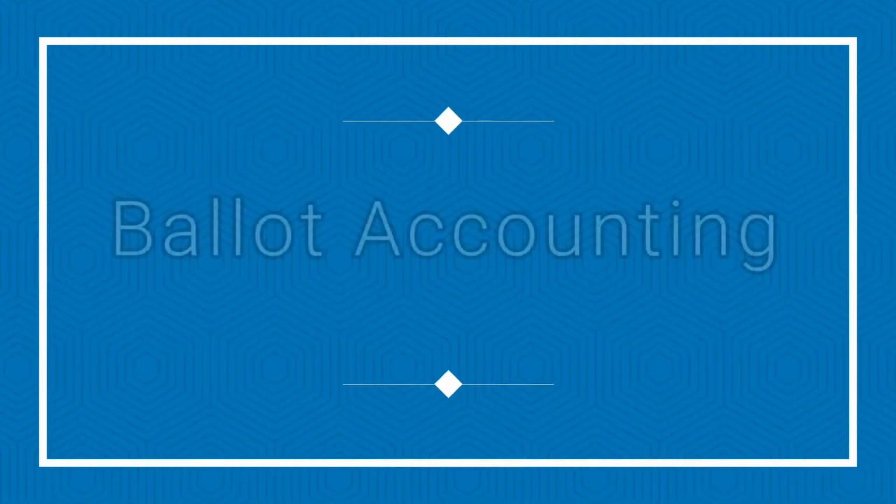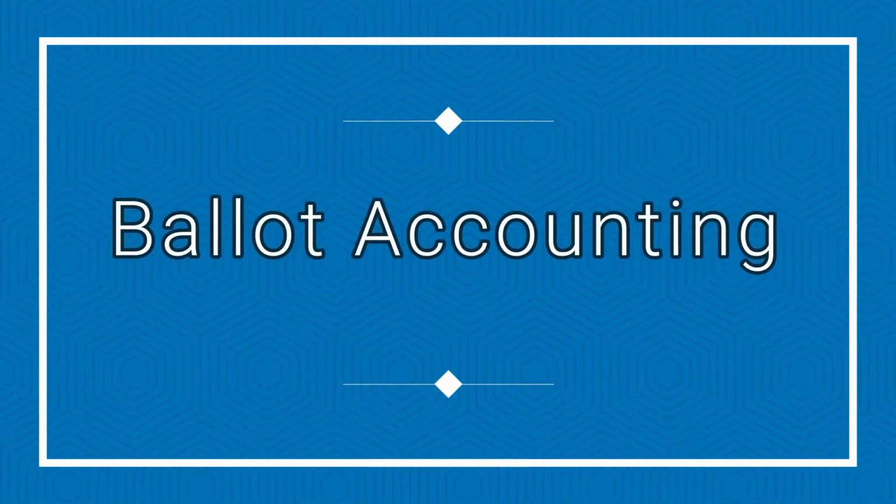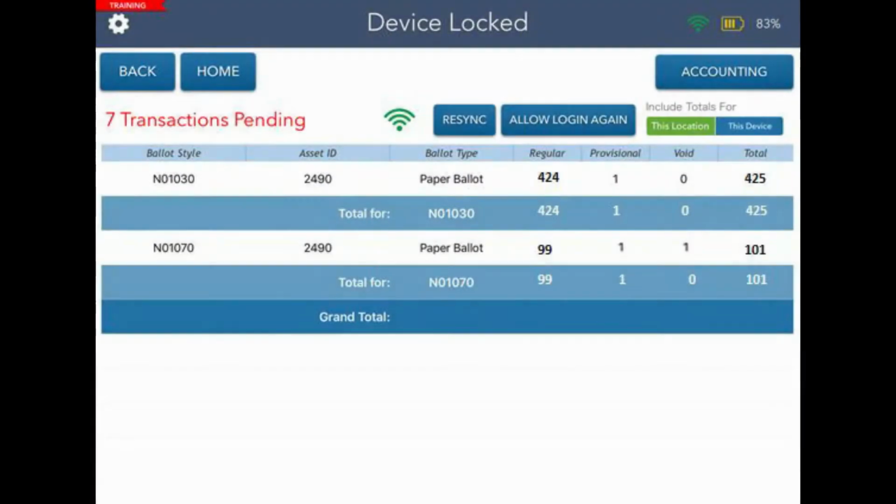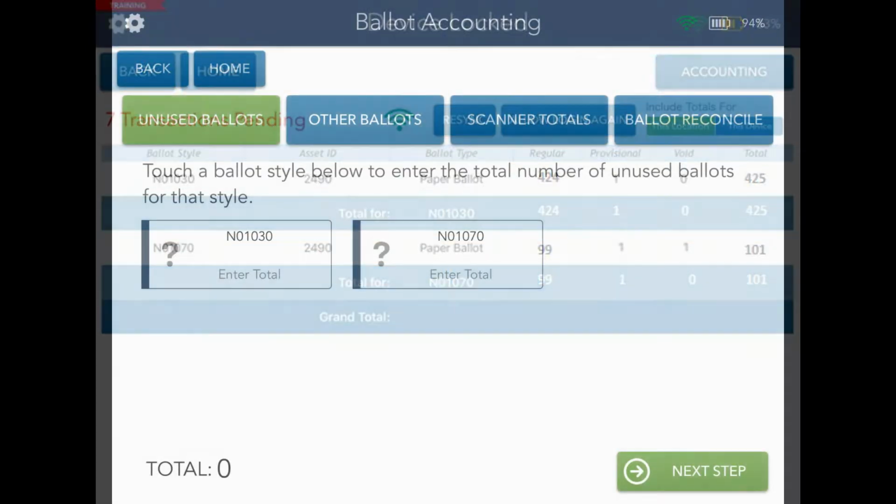We're going to go over our ballot accounting module on the e-poll book. At the end of Election Day, the PEO will close the election on the check-in e-poll books, followed by the VAT EPB. On the VAT EPB at the device lock screen, touch the blue Accounting button in the top right corner. The first screen will display the ballot styles in your location.